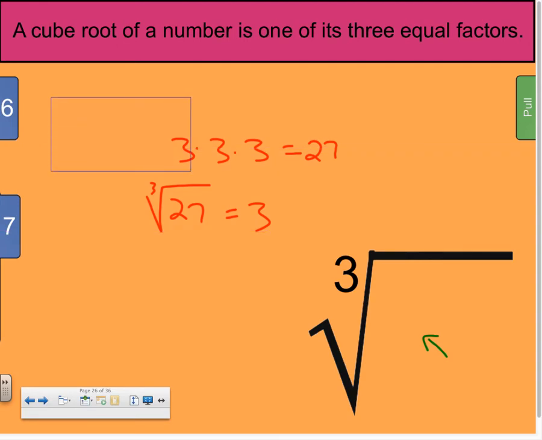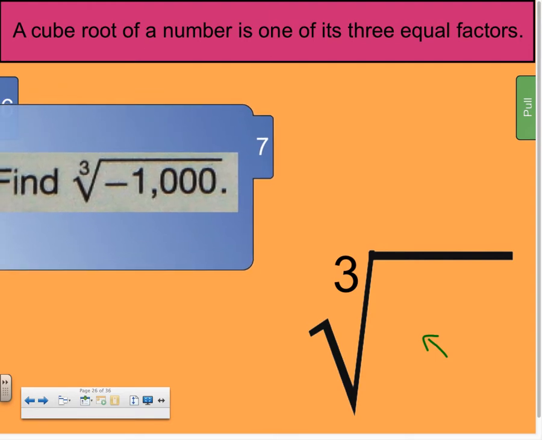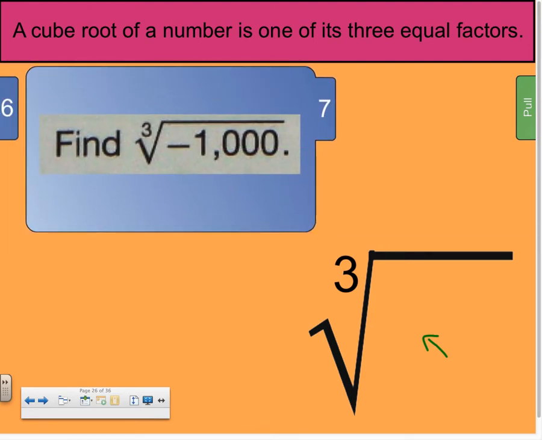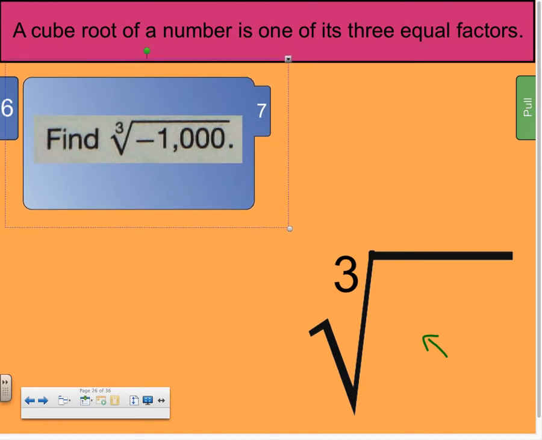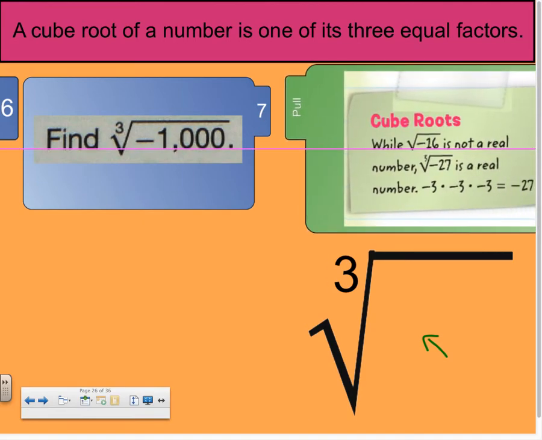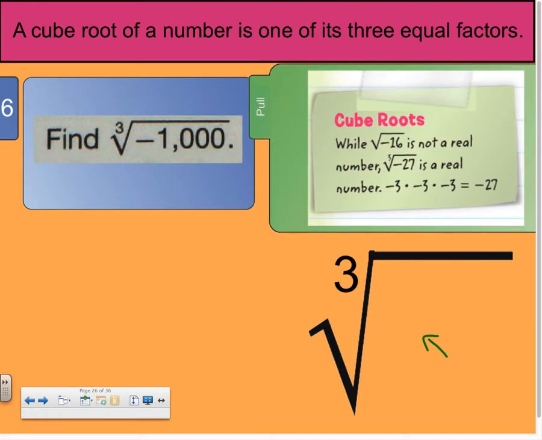Let's look at one more example. Now, here we have something interesting. When we were looking at square roots, we said anything with a negative sign under the radical sign has no real solution. It can't be done. And that's because with 2 factors, there's no way you can multiply something by itself and find a negative number. But cube root is slightly different. Let's look at this little message here.